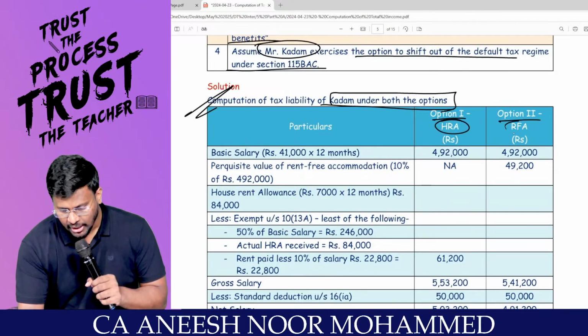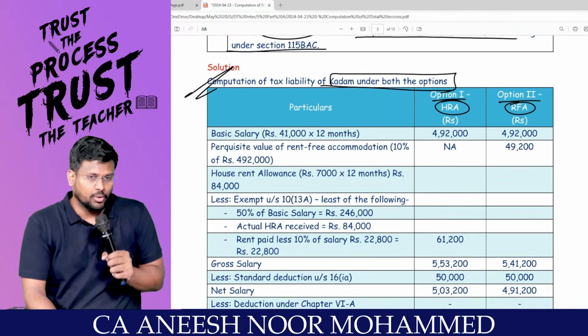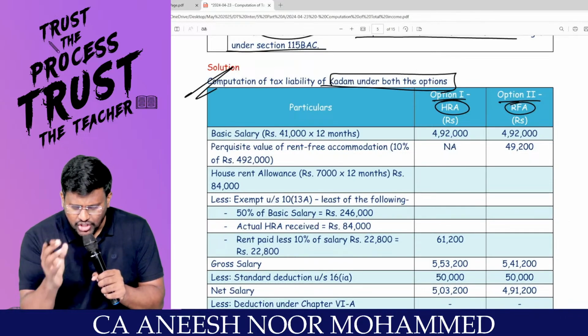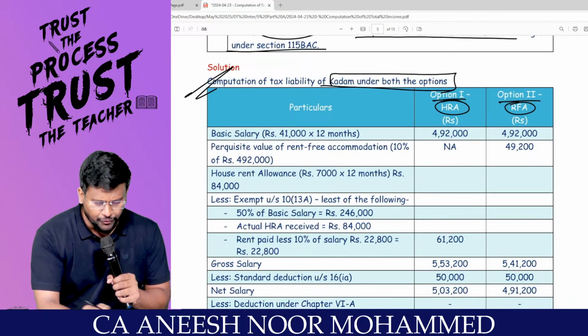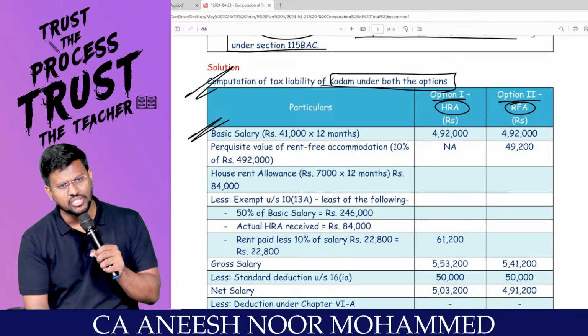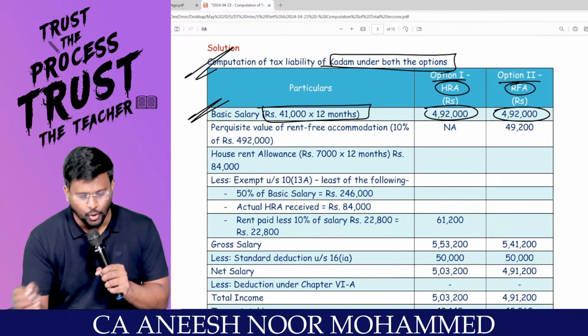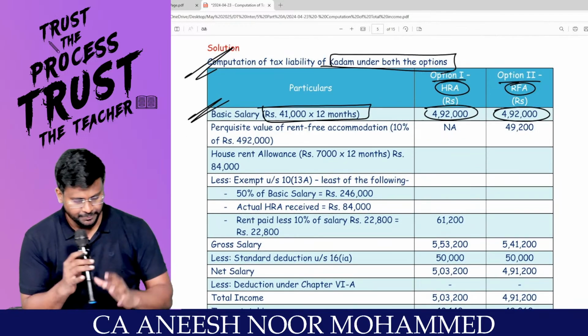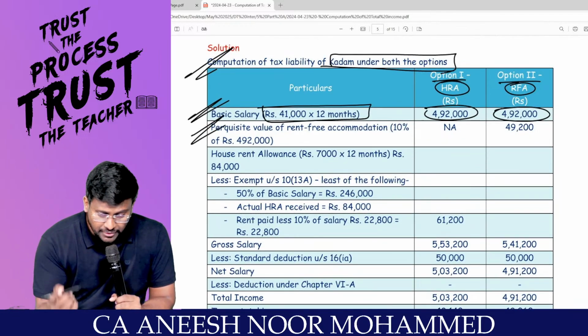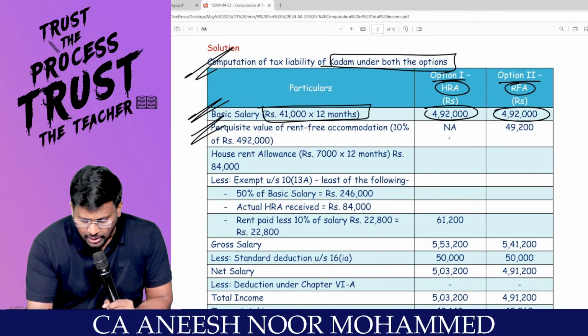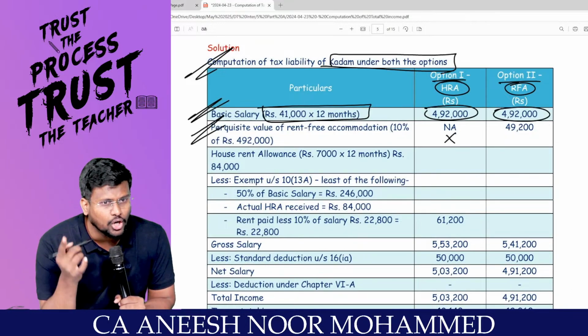This is HRA. This is option number 2, RFA, rent-free accommodation. Whether you travel through the HRA option or the RFA option, will the basic salary change or not? That means 41,000 into 12 comes to 4,92,000 and 4,92,000. Can I proceed? Perquisite value of the RFA. If you travel through the HRA route, RFA will not come.